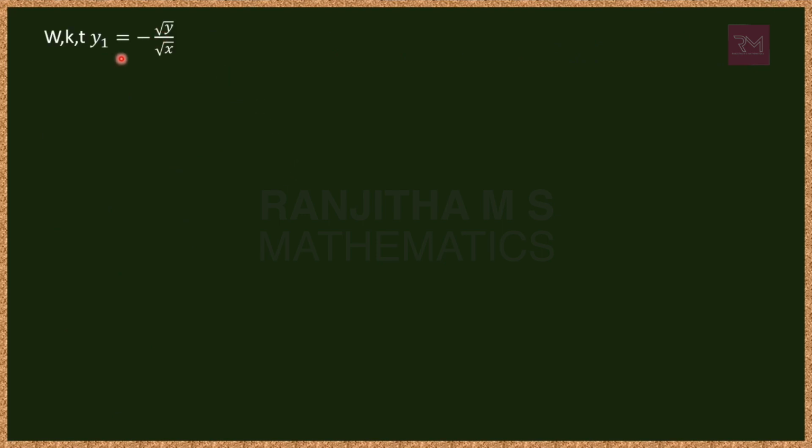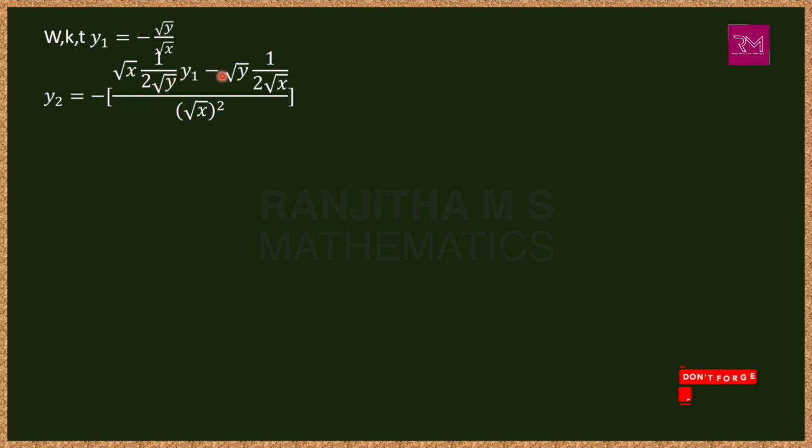In the next step we have to find y2 value. We all know that y1 value is minus of root y by root x. Here differentiating again with respect to x, we get here both are functions, so we have to apply quotient rule over here. That is denominator into derivative of root y, which is 1 by 2 root y into differentiation of y, which is y1, minus numerator, that is root y into derivative of root x, which is 1 by 2 root x, divided by denominator whole square, that is root x whole square.